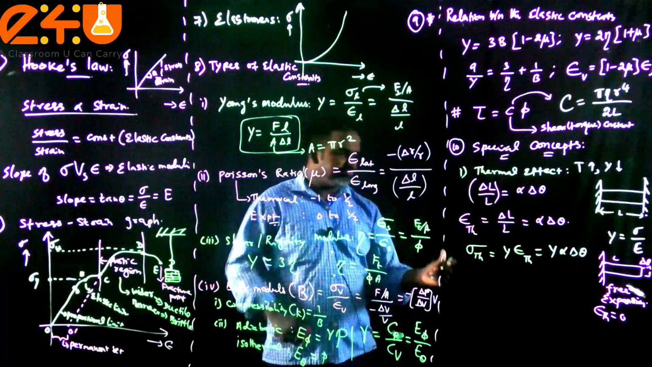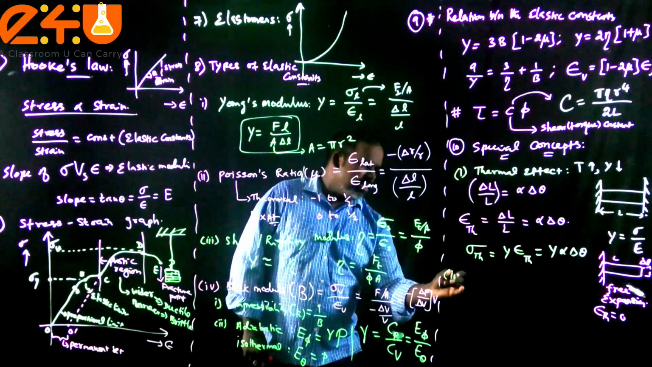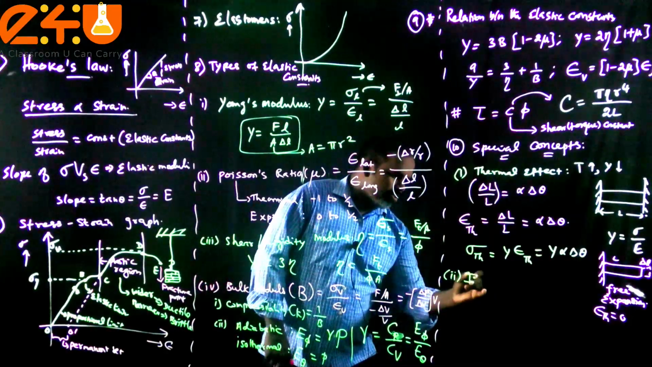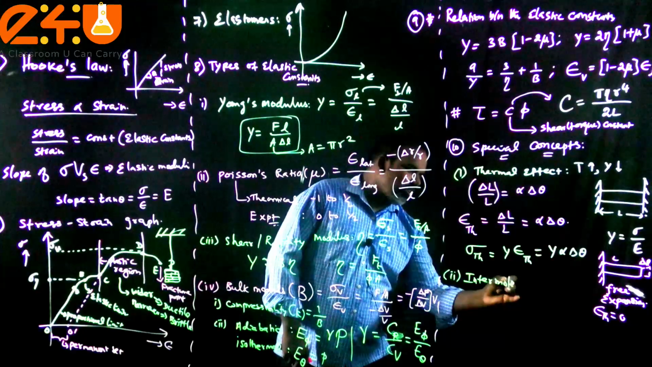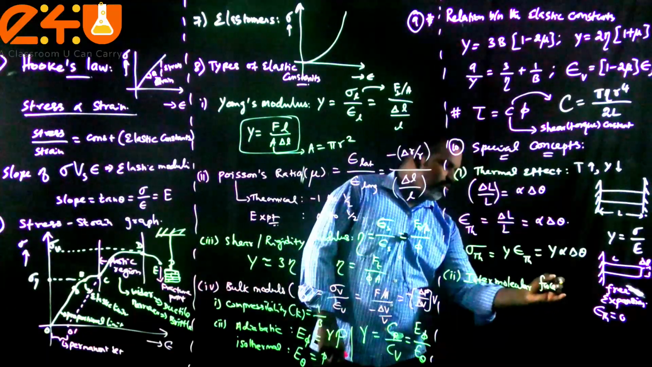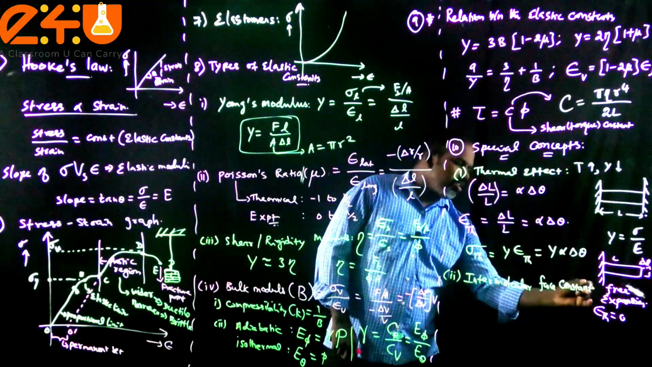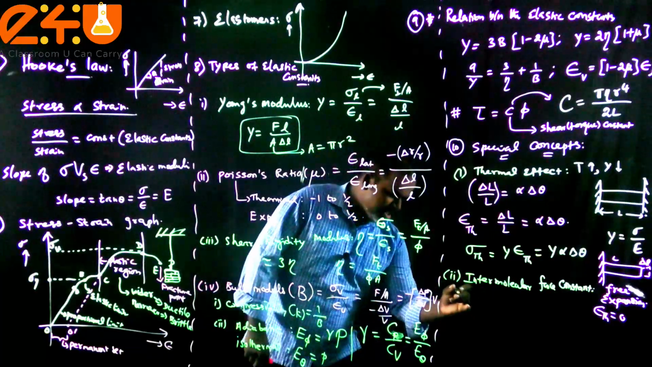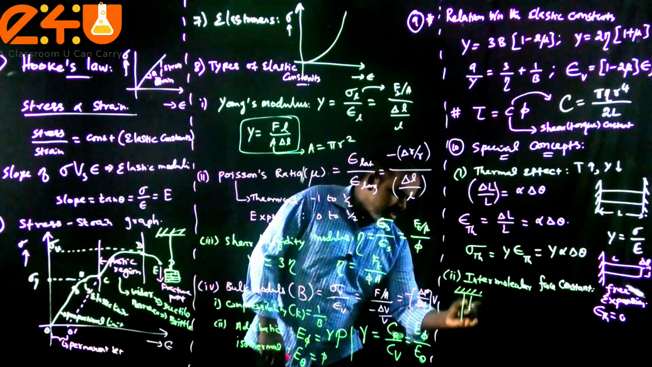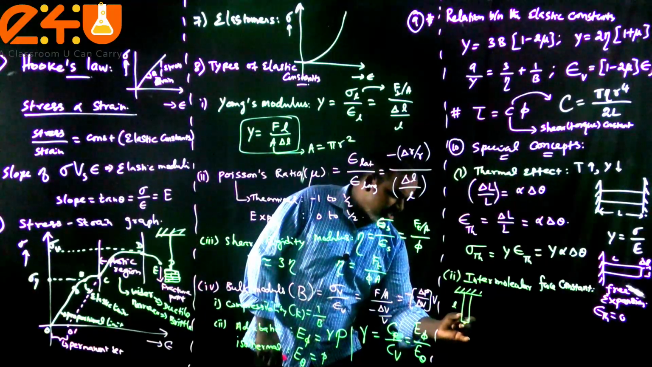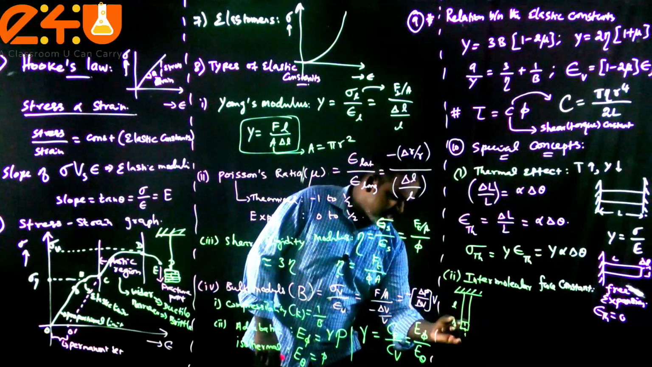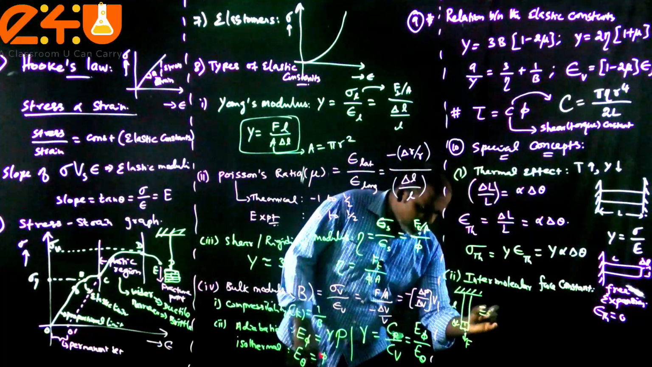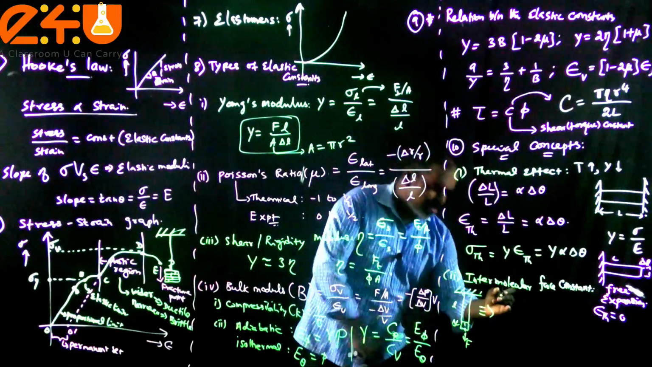The second concept is the intermolecular force constant. I'm not going to discuss the derivation. You can see that a wire can be treated as a spring. This is a wire of length L. Due to some external deforming force F, the length changes by delta L. So we can treat this wire as an equivalent spring system.